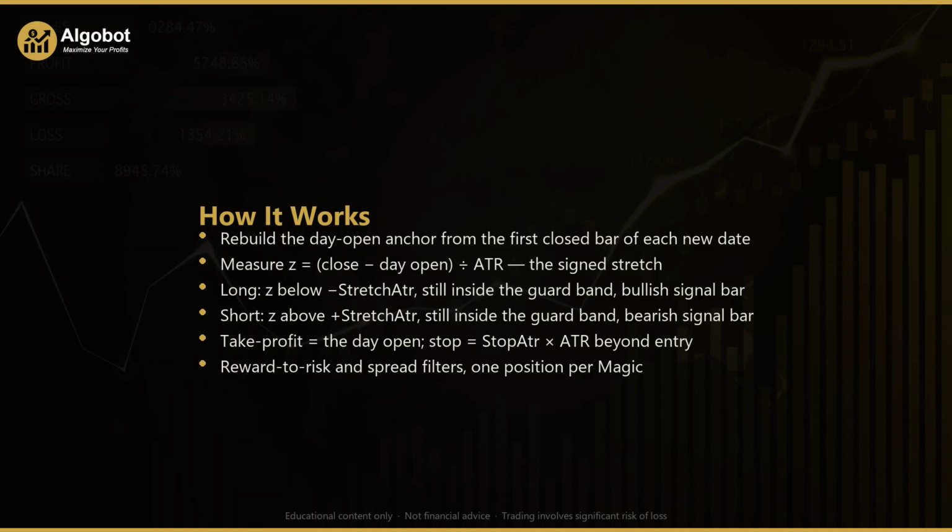The current spread must be no wider than max spread points. And the setup must pass the min reward-risk filter, defaulting to 0.7, which rejects trades where price has already drifted so close to the open that the target no longer justifies the ATR stop. Finally, only one position per magic number is allowed, so the structural stop and open target manage the exit.